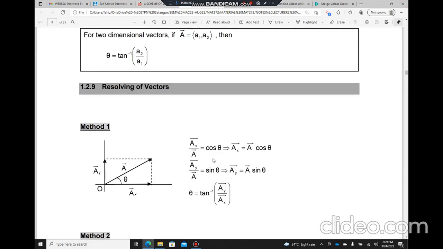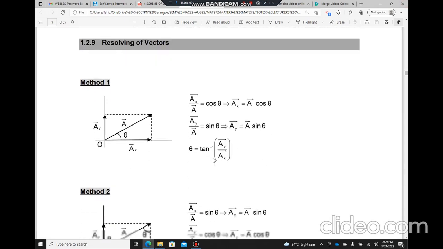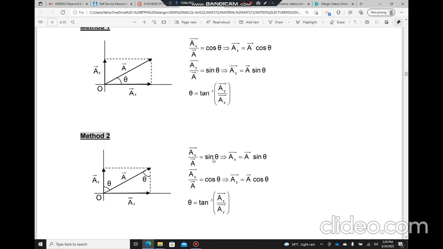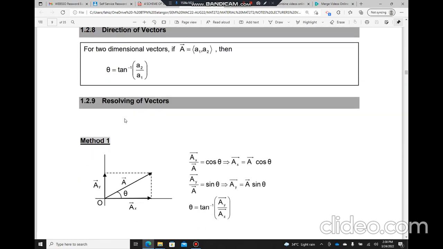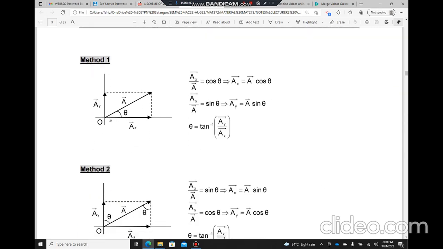Okay, so resolving of vectors. Okay, how we resolve? Resolve ni maknanya kita nak pecahkan vektor. Okay, nak pecahkan vektor kat sini. Method 1. Okay, you can use this one. AX, okay, tengok kat sini. AX over A, kita akan dapat cos theta. And then, so it means that AX is A cos theta.